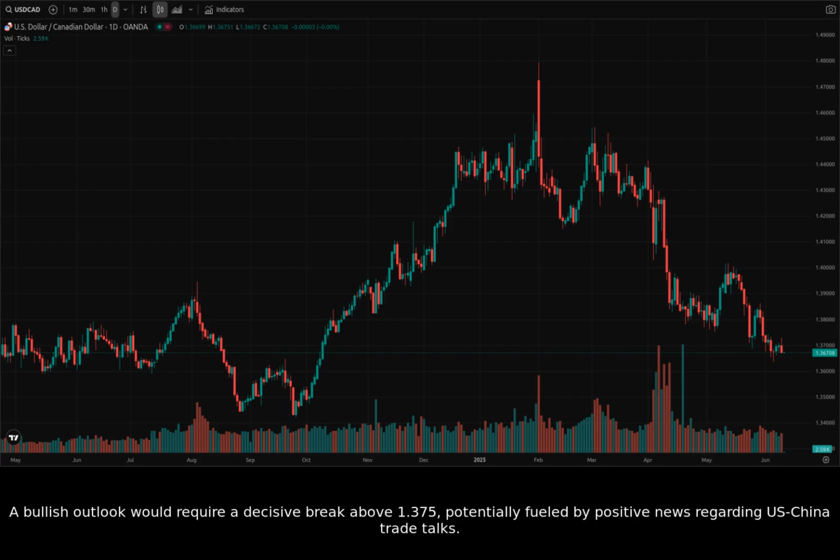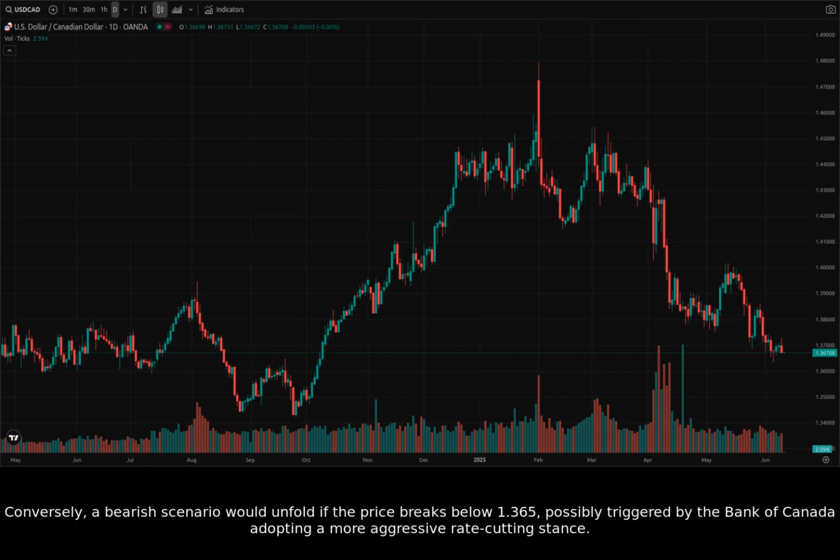A bullish outlook would require a decisive break above 1.375, potentially fueled by positive news regarding US-China trade talks. Conversely, a bearish scenario would unfold if the price breaks below 1.365, possibly triggered by the Bank of Canada adopting a more aggressive rate-cutting stance.